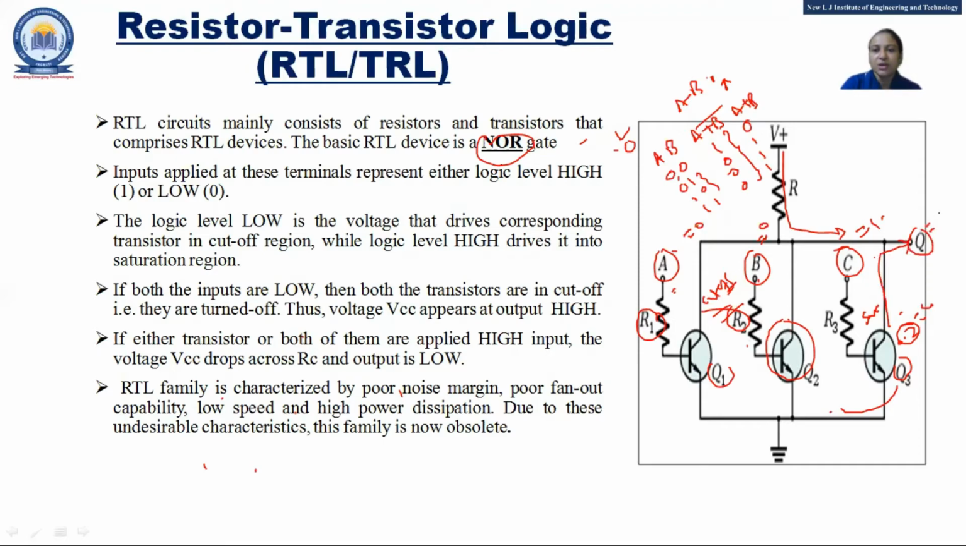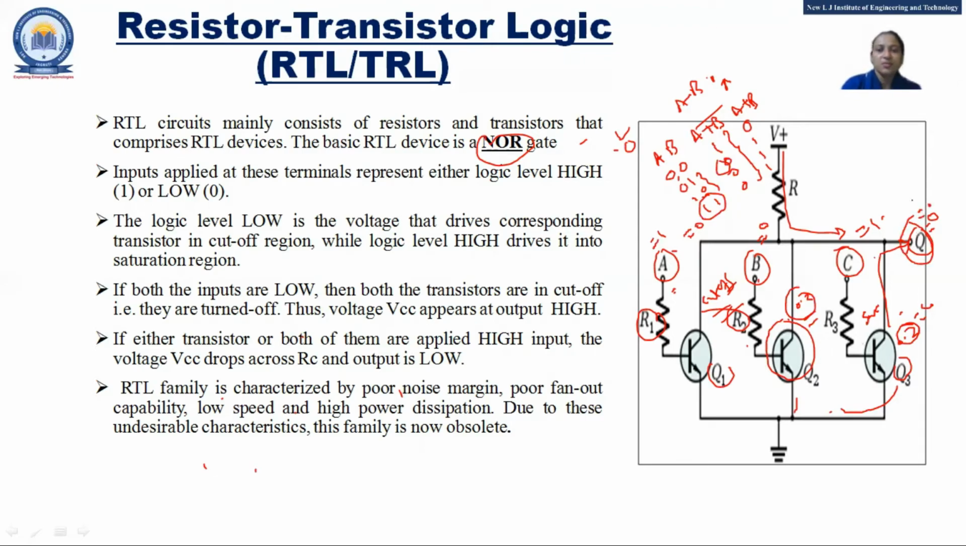So the output will be 0. So if any of the inputs is 0, the output will be 0. Now what about if all the inputs are 1, A is equal to 1, B is equal to 1, C equal to 1? That means all the transistors are in the saturated region, and the VC current flowing through all of them is equal to 0.2. And as we can see, all these transistors are connected to the ground. So as an output we get logic 0.